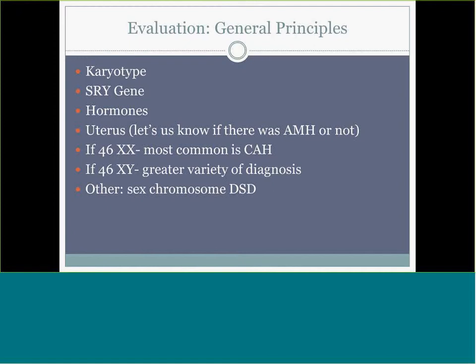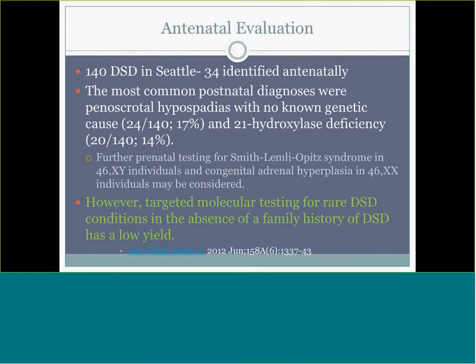But what we do is the karyotype. We check for the SRY gene because you can have a Y chromosome without the SRY gene, and then those children are raised as females. They're born, and we want to know about the uterus. These are just general principles. If they're 46XX, the most common is congenital adrenal hyperplasia. If it's 46XY, there's more variety, and then there are the sex chromosomes.